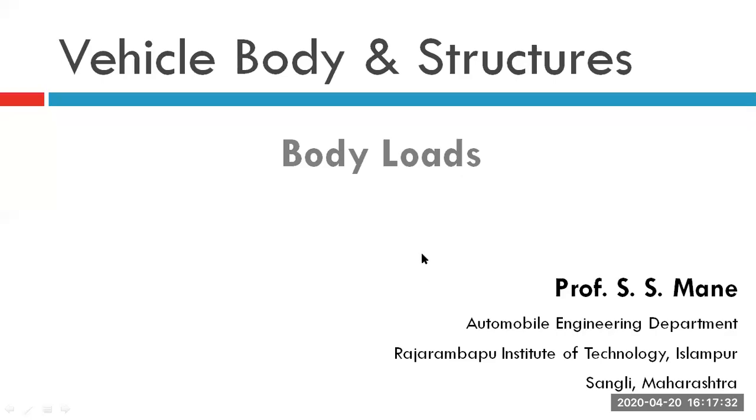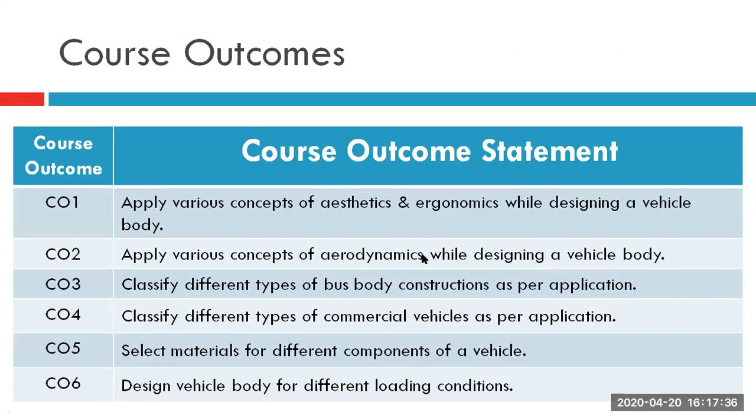So initially, as we go on with this module, I would like to just go through the course outcomes. Because this is the last module that you have in this particular semester, we'll just revise the course outcomes and that we have covered the first 5 course outcomes. Course outcome 1 is apply various concepts of aesthetics and ergonomics while designing a vehicle body. This we have covered in module number 1.